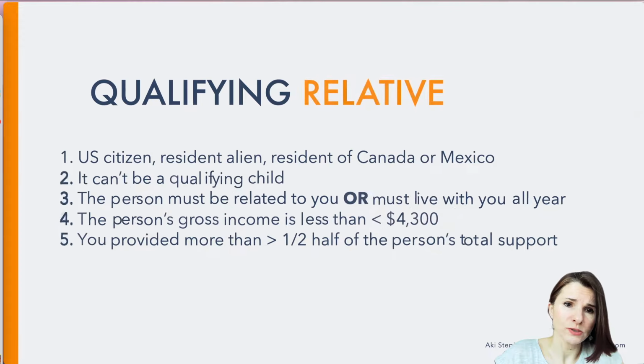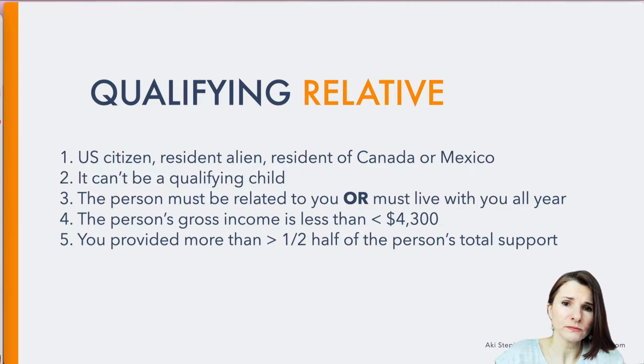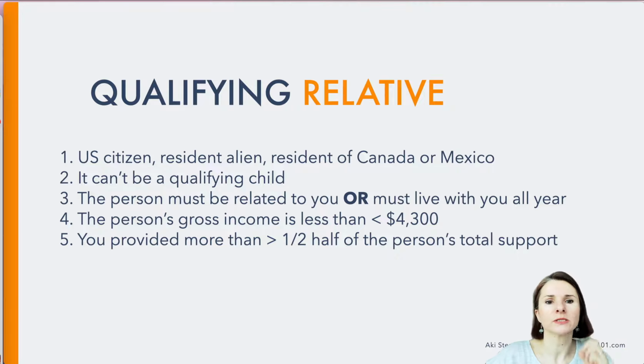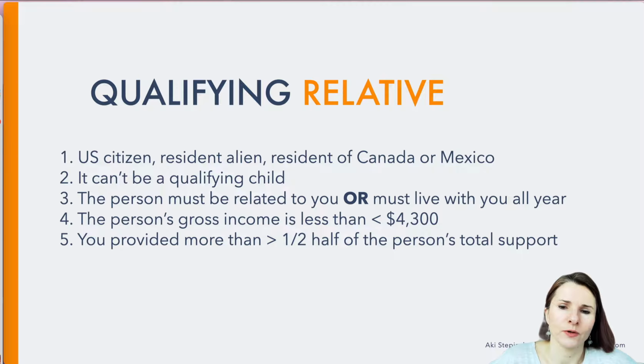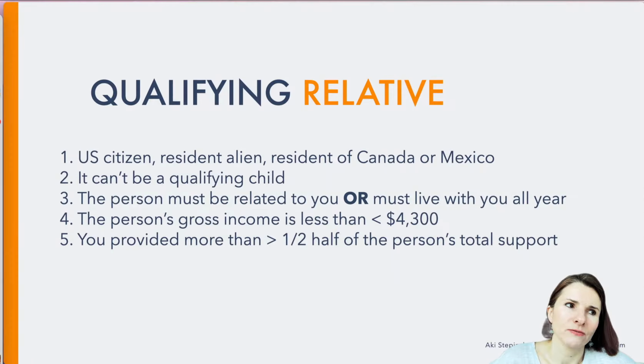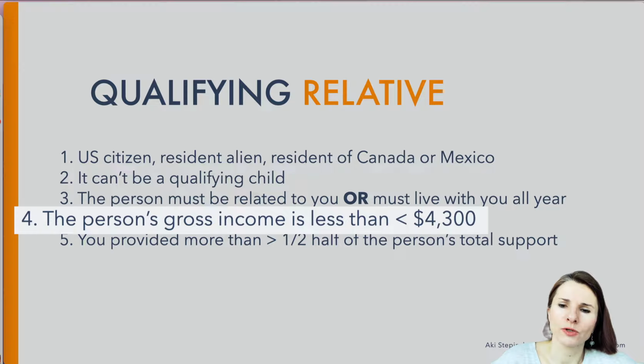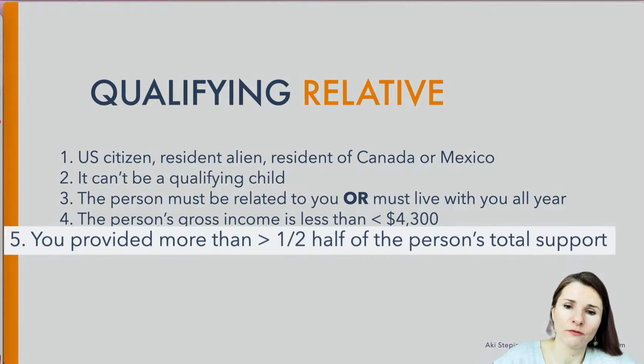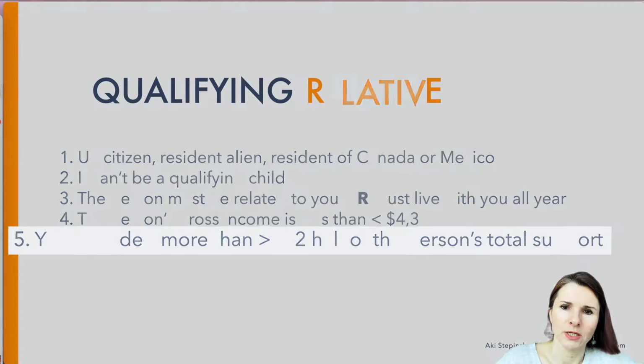Now, you could also use the qualifying relative option if your dependent is not a qualifying child. So they also have to be a U.S. citizen, or a resident of Canada or Mexico. It can be a qualifying child, and they have to be related to you or must live with you all year. And their gross income cannot be more than $4,300, and you must provide half of their support.